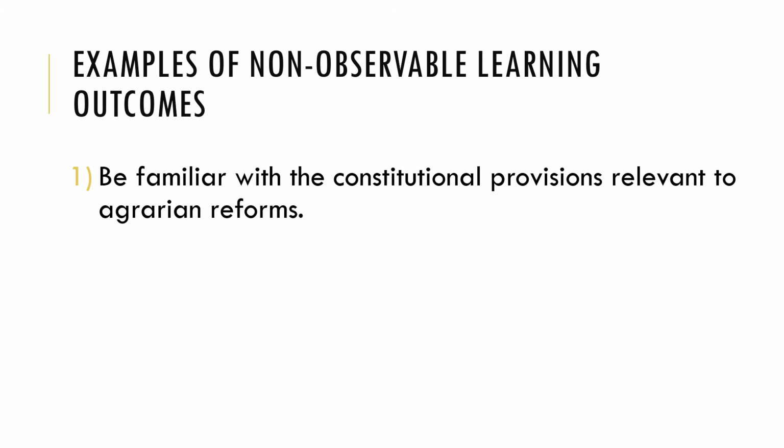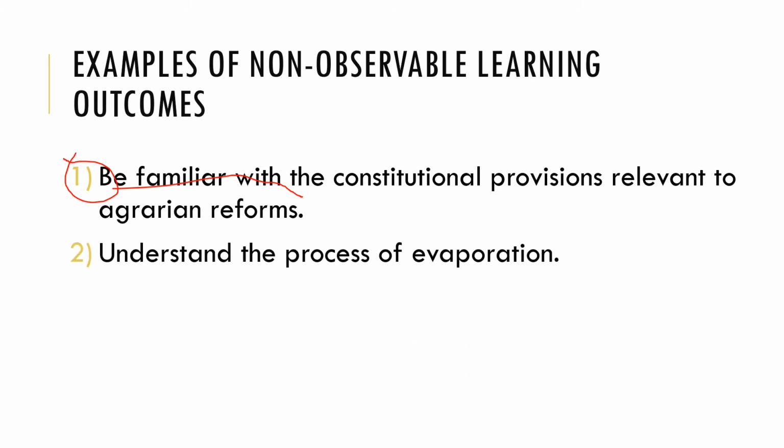And then, this one is not clear. Although it becomes clear that we understand the statement, what the particular statement wants to convey is not. Again, our goal here is that it should be measurable, an observable learning outcome. Number 2, understand the process of evaporation. Again, we can still use other terms for us to really say that they understand the process of evaporation.